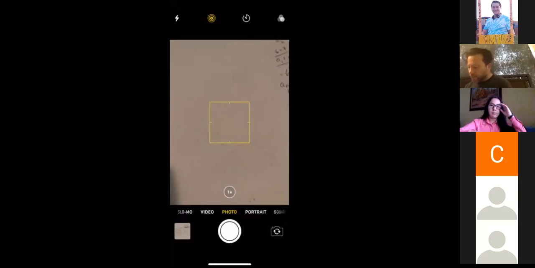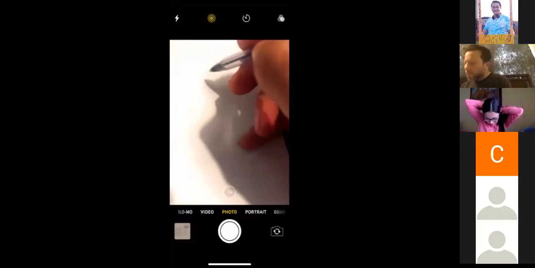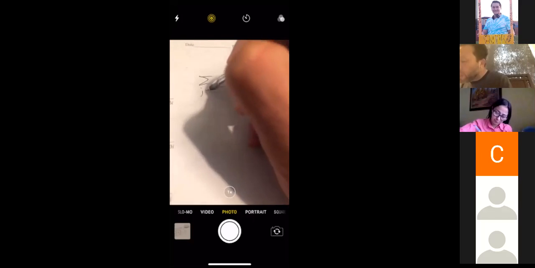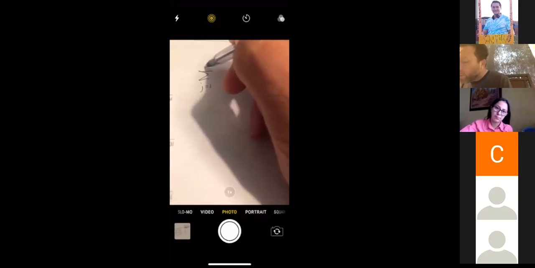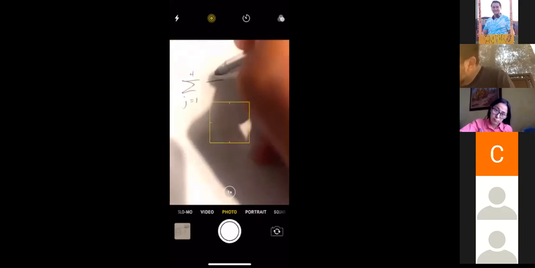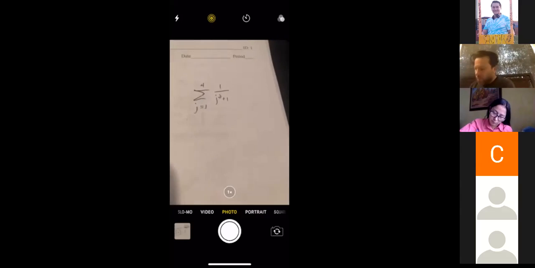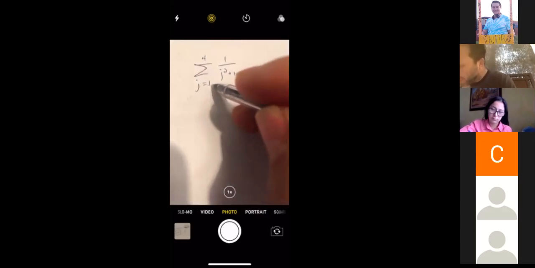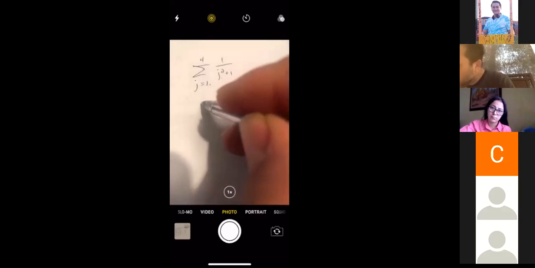I'm running out of paper. Suppose that I gave you this summation. Let's just use j equals 1 to 4. Everybody see it? So we've got j equals 1 to 4 of 1 over j squared plus 1. How do I evaluate this? How do I find the sum? Well, I plug in j equals 1 right here. So I'm going to start out with 1 over 1 squared plus 1.